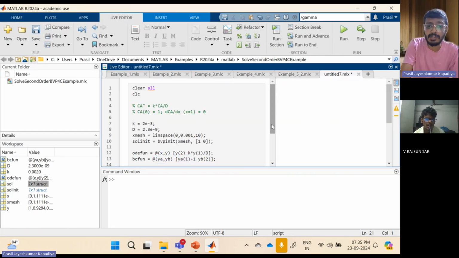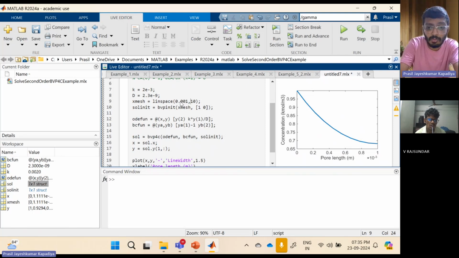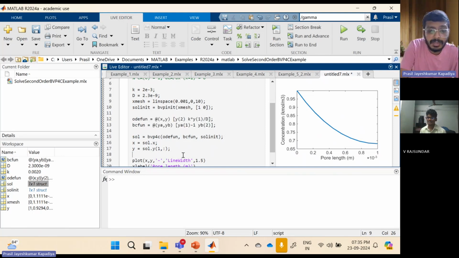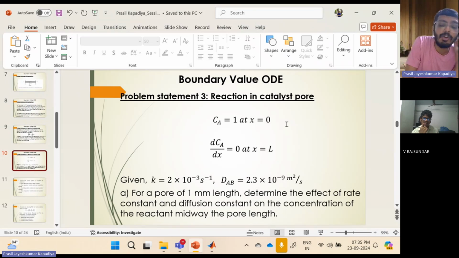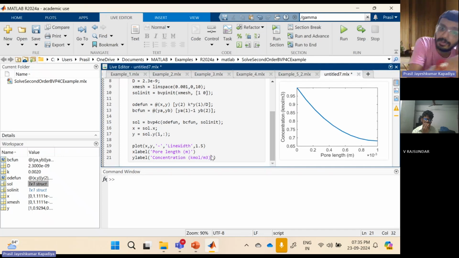When I took the reverse part, what did I initially do? I took x is equal to 1 meter, y is equal to 1. At x is equal to 1, CA is equal to 1, and at x is equal to 0, it took dCA by dx is equal to 0. That's why we are getting the inverse curve.